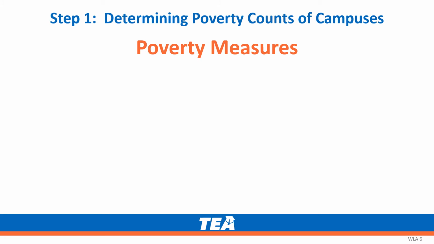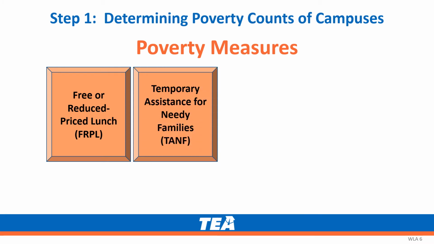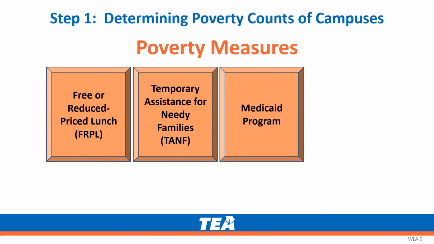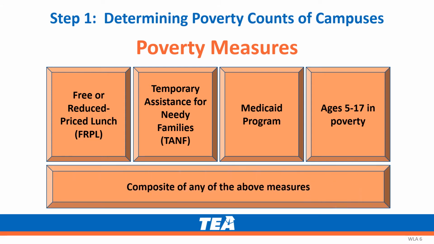To determine the number of public school students from low-income families, the ESSA statute provides an LEA the option to use the number of public school children eligible for free or reduced price lunch under the Richard B. Russell National School Lunch Act, including children counted through the Community Eligibility Provision Program, in families receiving assistance under the state program funded under Title IV Part A of the Social Security Act, otherwise known as Temporary Assistance for Needy Families, eligible to receive medical assistance under the Medicaid program, ages 5 to 17 in poverty as counted in the most recent LEA level census poverty data approved by the department, or counted by the LEA using a composite of any of the above measures.